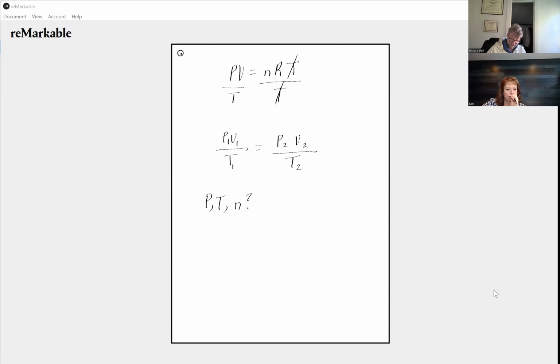So we're given some set of parameters, P1. We're given an initial pressure, temperature, number of moles. And we're trying to convert it to a new temperature and pressure. We're trying to find the number of moles.